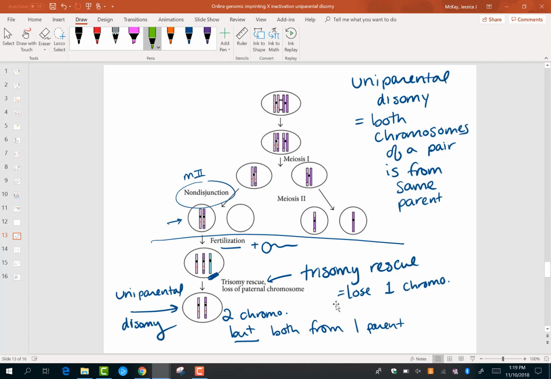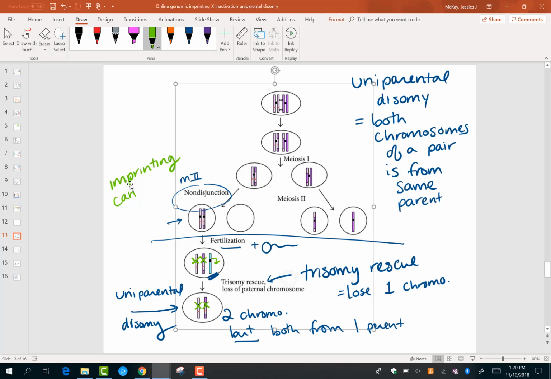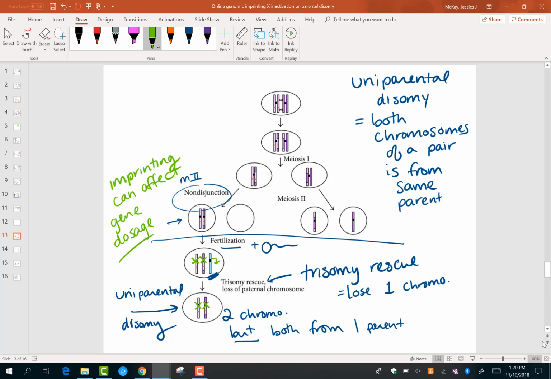Where this becomes an issue is, say, with imprinting. Say this gene is off in mom and on in the dad, we're going to pretend the purple is mom. And so when you lose that father's chromosome, now you have no copies of that being expressed. So imprinting can affect gene dosage in uniparental disomy. But for regular genes, you're still going to have 2 copies of that gene. We don't know if those are 2 dominant, 2 recessive, 2 mutant, 2 whatever types of genes, but you would still have 2 expressed. So let's look at another slide.